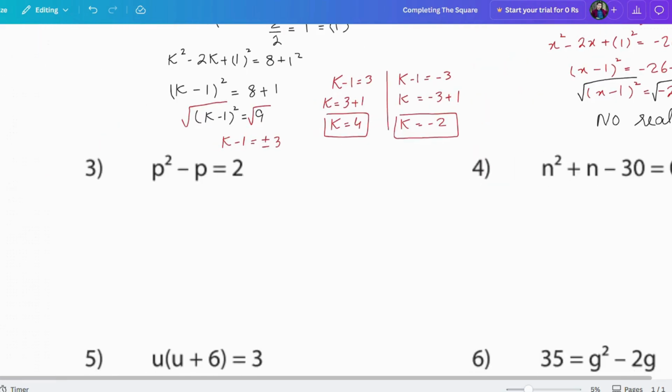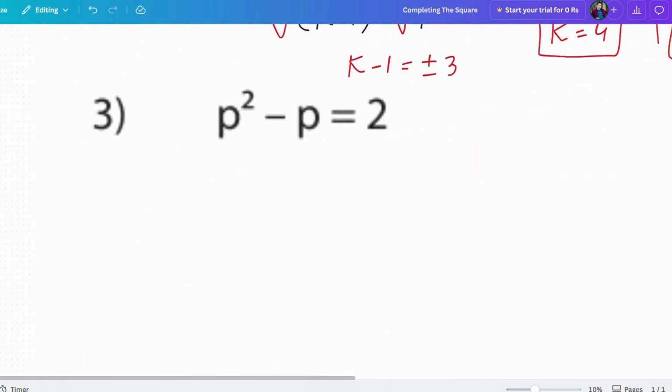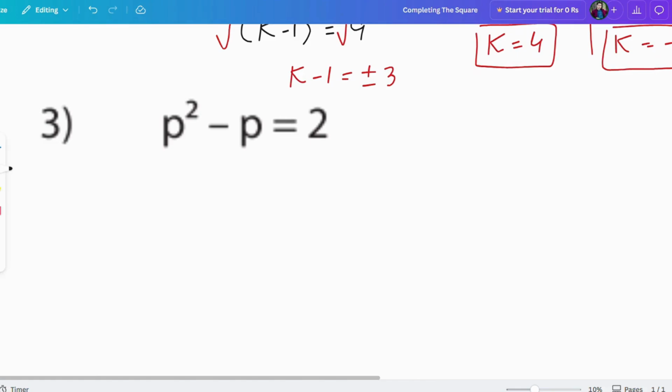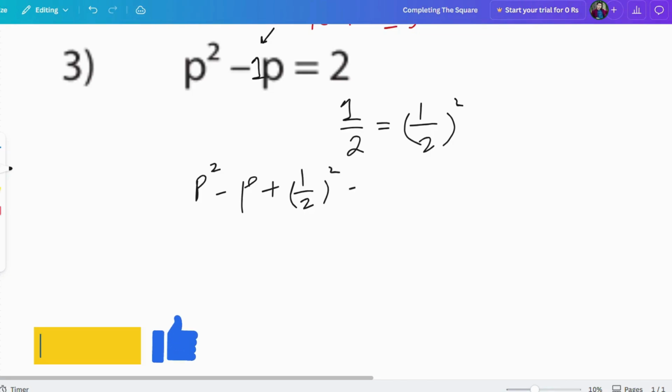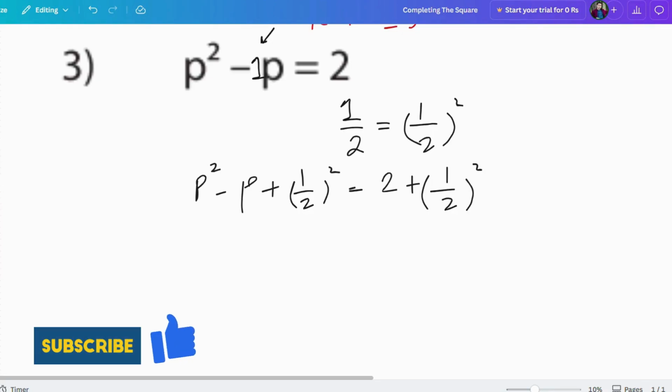So let's move towards the third question real quick. That's p square minus p is equivalent to 2. For this one, as we can see, we don't have any specific value as a coefficient, so I will consider there is a 1 over here, okay? I will divide this 1 by 2, that will be equivalent to 1 over 2, and then I will square it, okay? After squaring it, I will add it on both sides of the equation, so it will look like p square minus p plus 1 over 2 whole square, okay? That's equivalent to 2 plus 1 over 2 whole square.